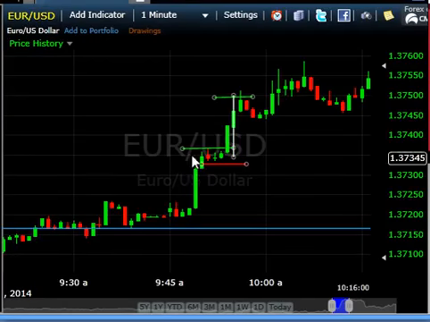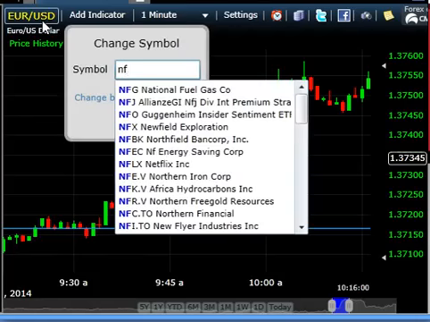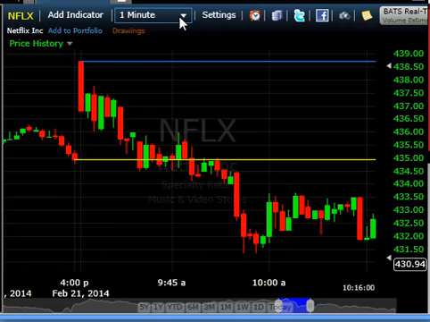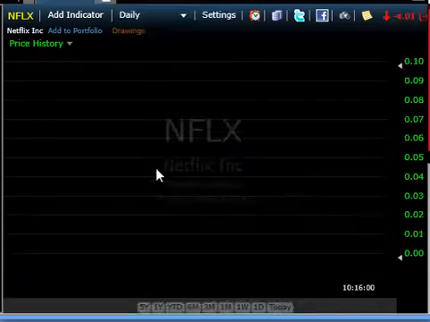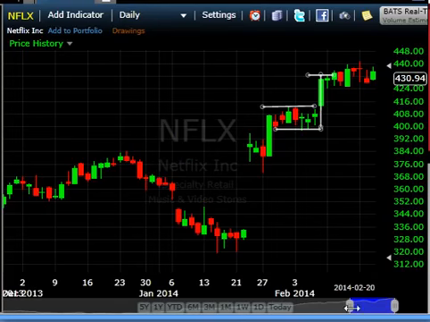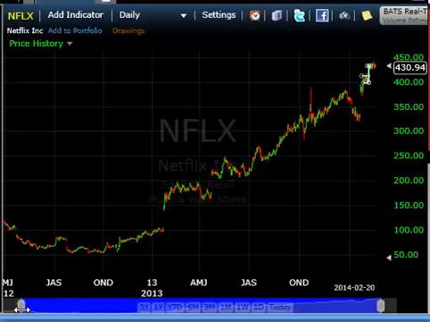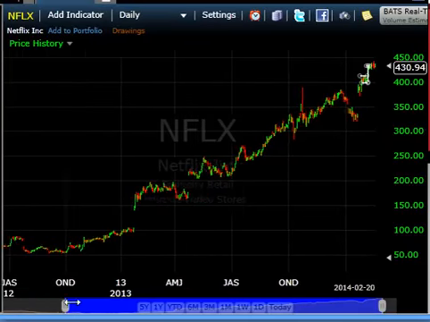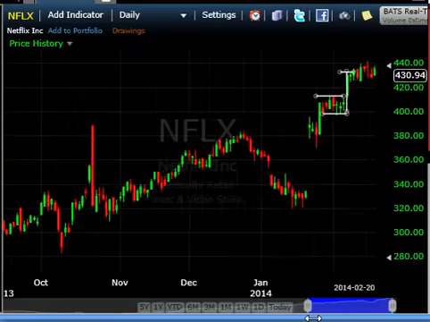They won't always be as clear cut. These ones are fairly easy to see. I'm going to show you one other one just to give you a bit of a different context for how these might occur. Netflix, let's just look at the long term. This is a daily chart now. The Euro USD was a 1 minute chart, so day trading. This would be more of a swing trade.